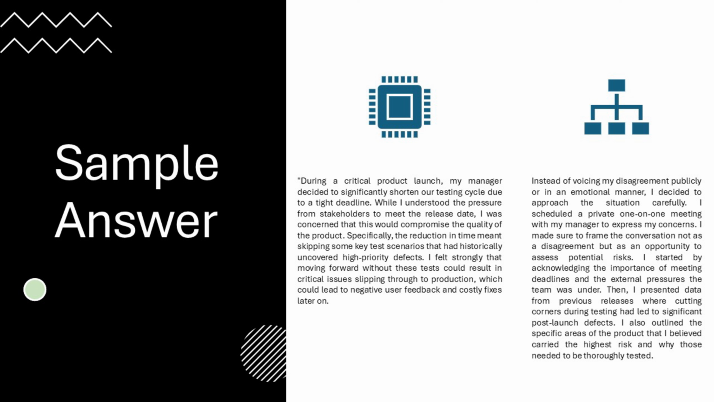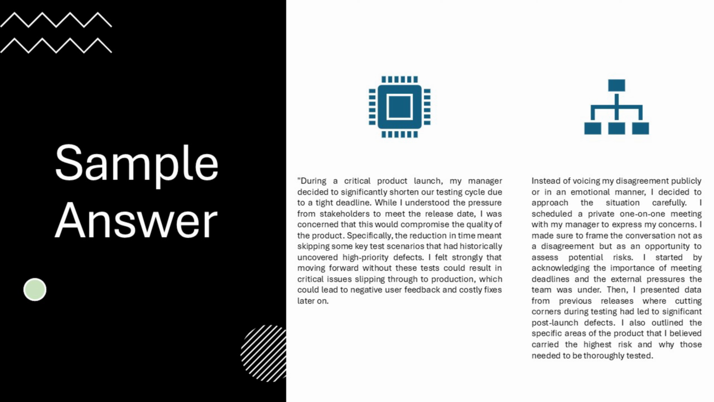During a critical product launch, my manager decided to significantly shorten our testing cycle due to a tight deadline. While I understood the pressure from stakeholders to meet the release date, I was concerned that this would compromise the quality of the product. Specifically, the reduction in time meant skipping some key test scenarios that had historically uncovered high-priority defects. I felt strongly that moving forward without these tests could result in critical issues slipping through to production, which could lead to negative user feedback and costly fixes later on.